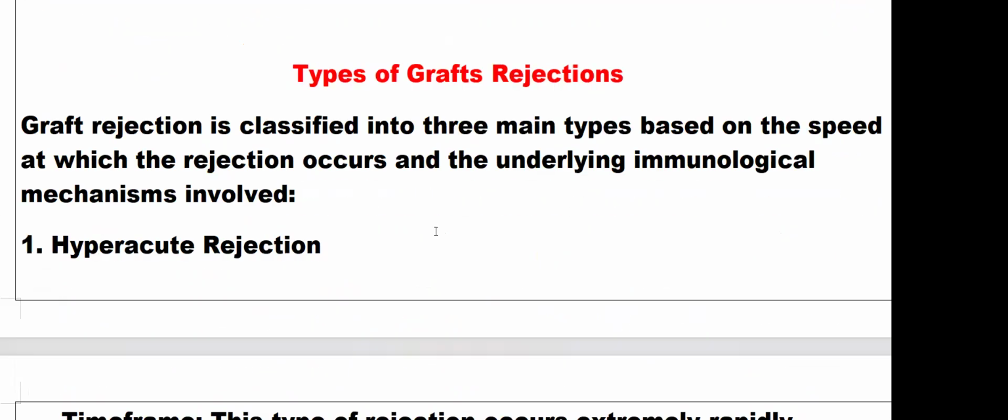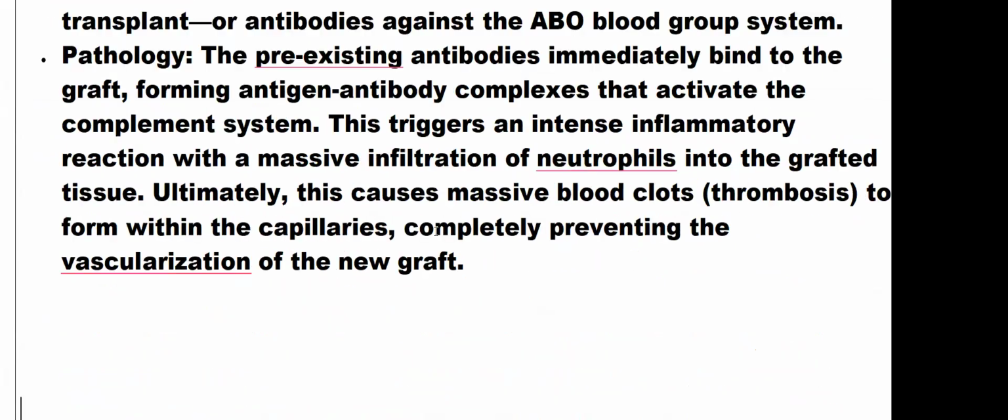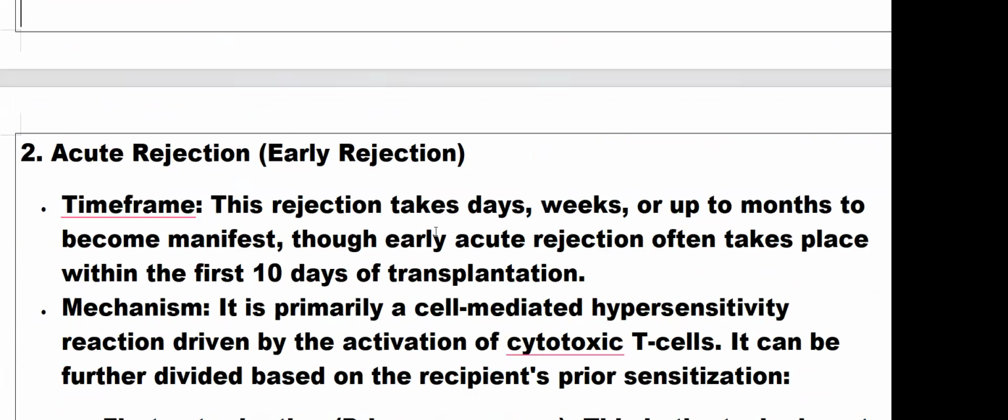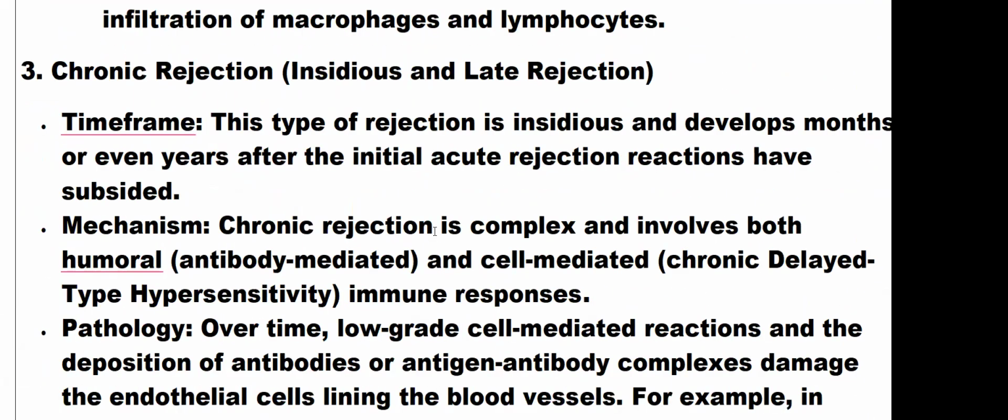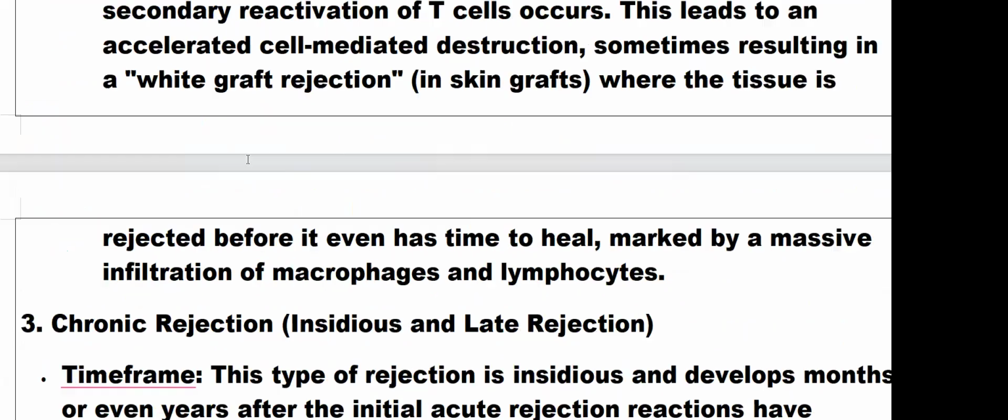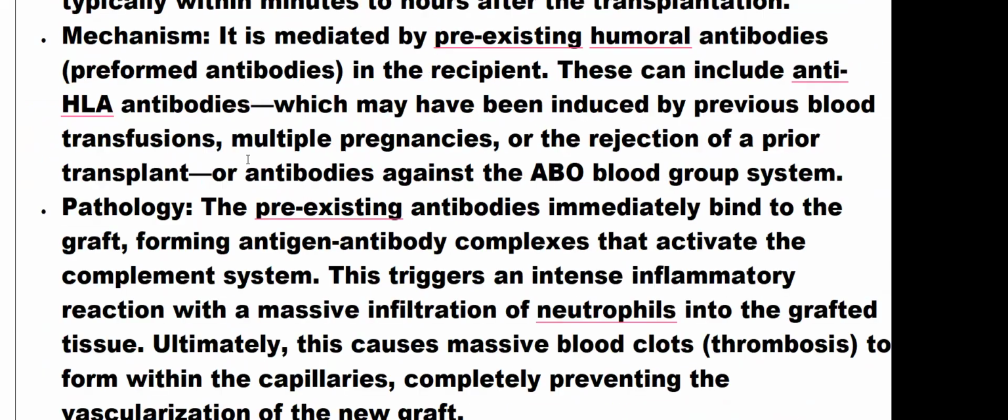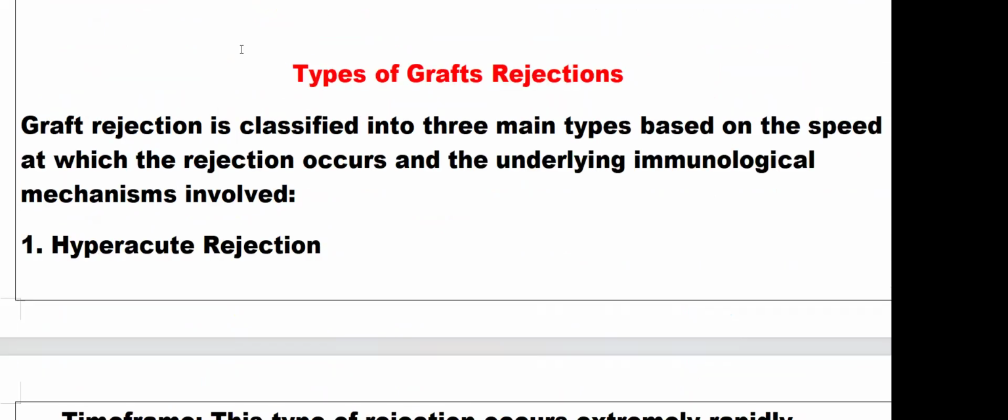So, graft rejections. Number one, hyperacute rejection, and number two, acute rejection, early rejection, we can say. Next, number three, chronic rejection, insidious and late rejection. This is graft rejection, types of graft rejection.